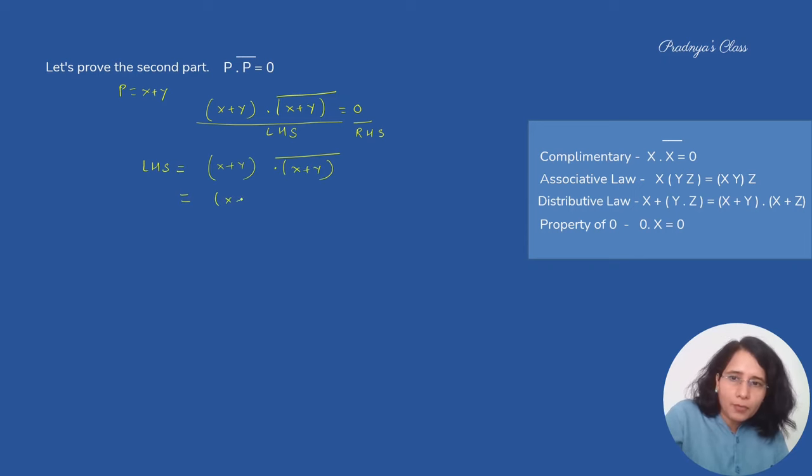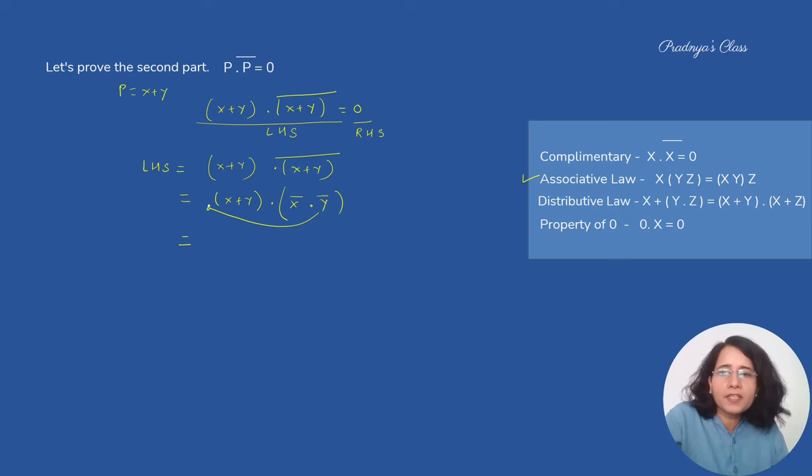In the next step, I am going to apply De Morgan's law, and you know De Morgan's law says break the line and change the sign. So we got here x bar dot y bar. Now I am going to use one law here, that is the associative law. In associative law, we can change the order of the operation. So I'm going to shift this term to this side and this term to the right side. So we will get x bar dot y bar and then dot (x plus y). Now I'm going to apply the distributive law. If anything is common outside the bracket, it is applicable to both the terms inside the bracket.